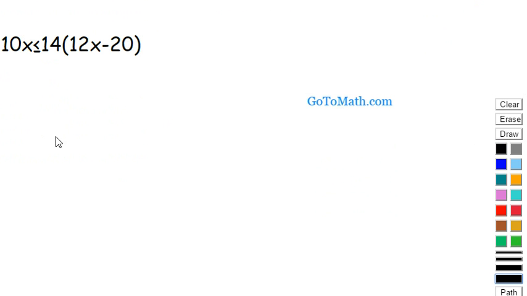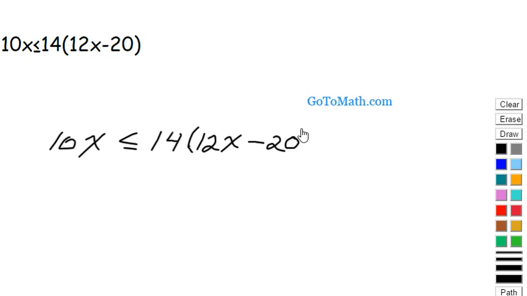Alright, so we have 10x is less than or equal to 14 times 12x minus 20. So remember, we're trying to isolate x because he's been a bad boy.